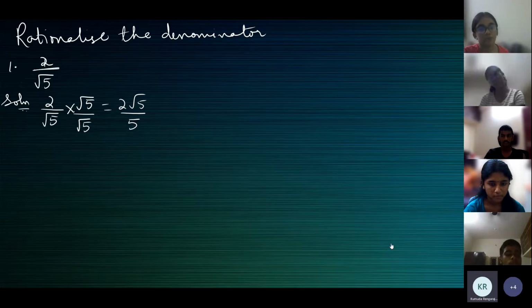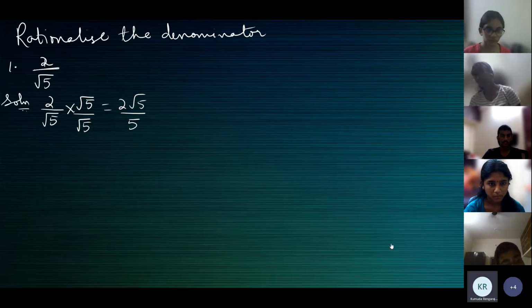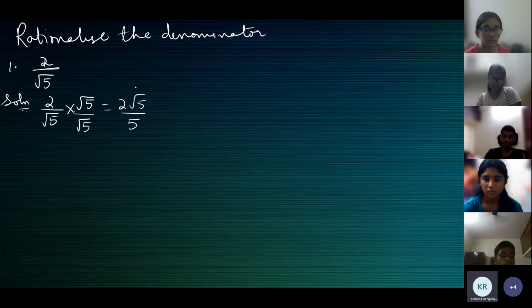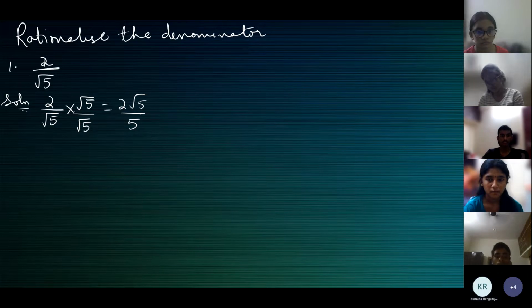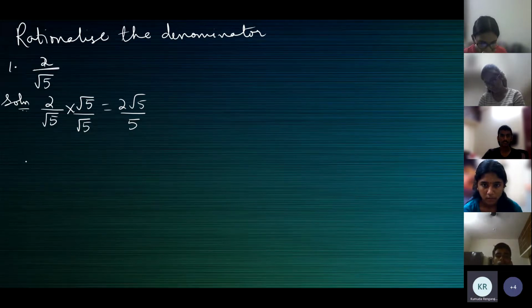So what do we need to do? We need to rationalize. That is, make the denominator rational. So for that we multiply and divide by root 5. How do you multiply? Multiply the numerators. 2 into root 5 is 2 root 5. You can multiply anything; you don't have to check if they're like terms or unlike terms. Root 5 into root 5 is 5. Now you can see the denominator is rational. The numerator is irrational now, so the expression is still irrational. It's just that the denominator has become rational now.